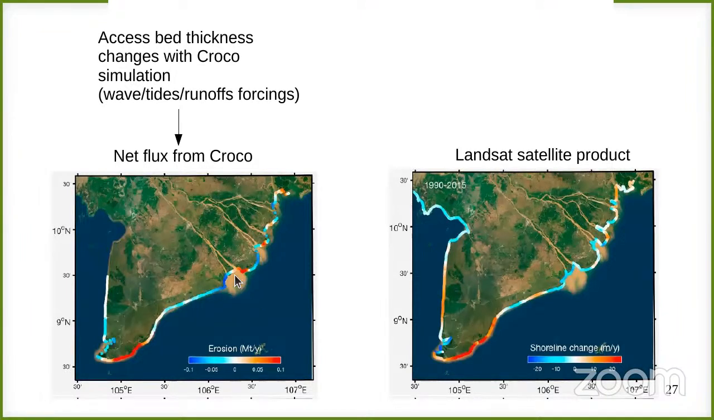It's maybe intuitive that in the region nearby the river mouth you have a deposition, because of the hydrodynamics and also the size of the material. We can also see an erosion process here in the peninsula of Ca Mau, and there is more deposition. I will show you this on the next slide.